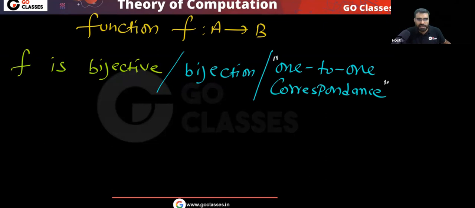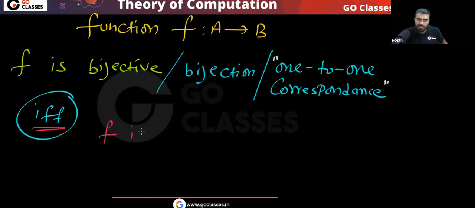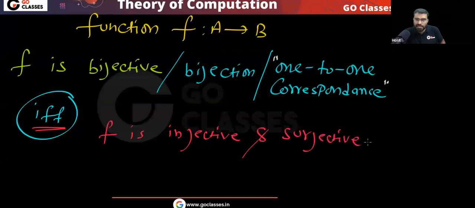So tell me, when can I say a function is bijective? A function is bijective if and only if f is injective as well as f is surjective. So remember, if you have both the properties, then that will be called a bijection, or one-to-one correspondence. So these are the definitions.